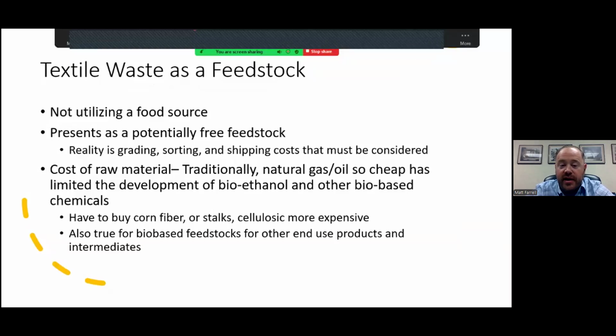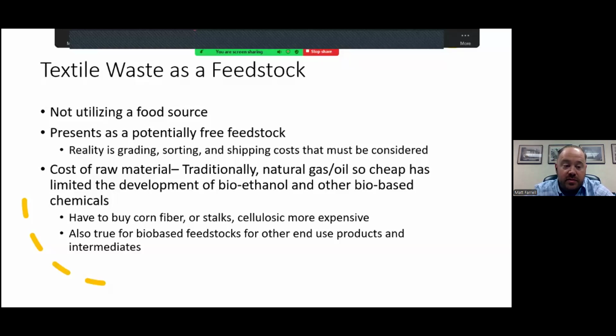This presents itself as a potentially free feedstock, but in reality, there may be some type of grading and sorting that you need to do to get that ready to be utilized. And of course, you're going to ship that back and forth, say, to a plant. So in the past, the cost of, say, natural gas and oil has been so cheap that there really hasn't been a big push to look at things like bioethanol or other bio-based chemicals. They've been around, but it's just been so much cheaper to make them from those petroleum or gas derivatives.